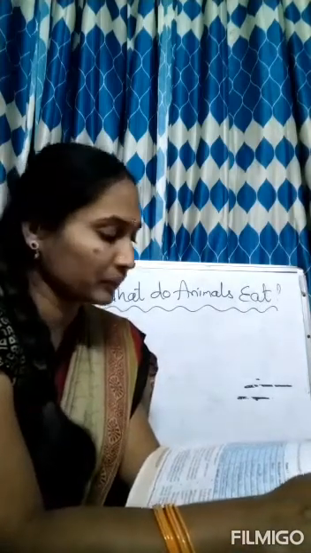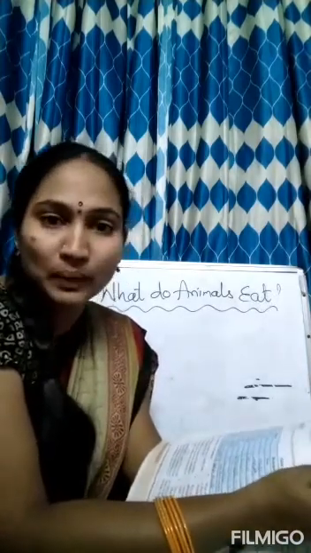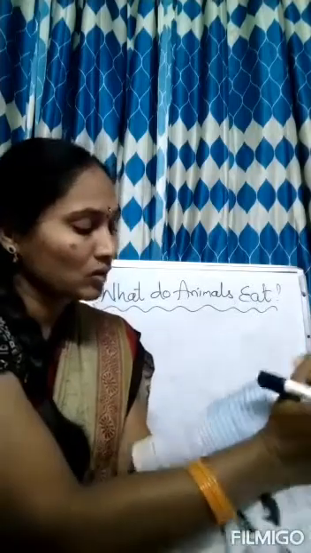Welcome to today's class. I have given you homework table number 3. So according to the homework, you have to answer the following questions. The first question is, which animals use similar parts in taking food?